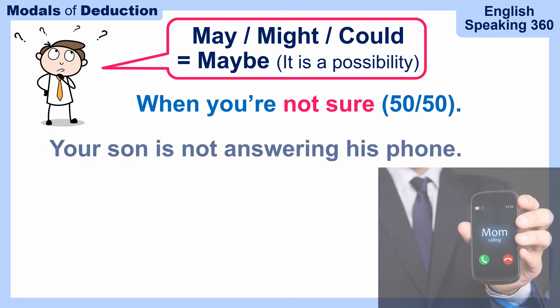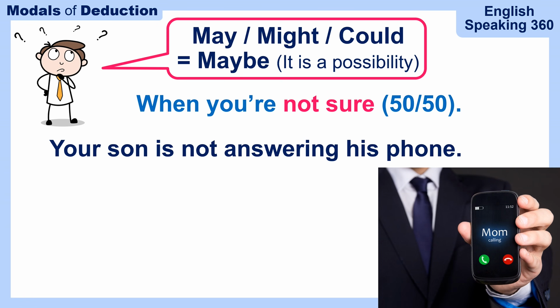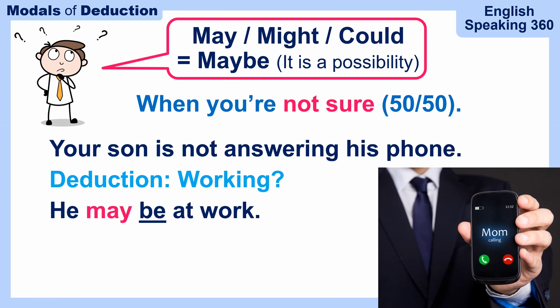Let me give you an example. Your son is not answering his phone. Mom is calling, of course. So what could possibly be happening? Maybe you think he's working. Working is one of the many possibilities, but you are not sure. So you could say, he may be at work, or he may be working. Same thing. But in this sentence, you can also use might instead of may. He might be at work. He could be at work. They all mean the same thing, 50-50.